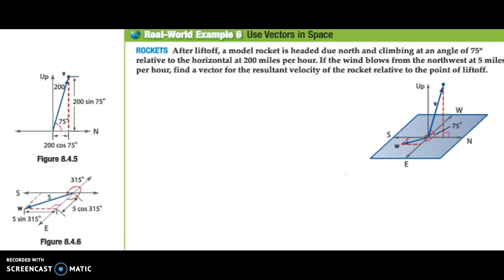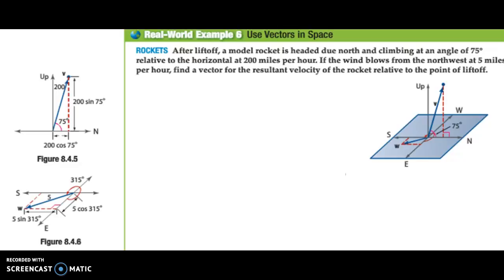So finally, we put all of this together so that we can apply this to a word problem. So it says, after liftoff, a model rocket is headed due north and climbing at an angle of 75 degrees relative to the horizon at 200 miles per hour. If the wind blows from the northwest at 5 miles per hour, find a vector for the resultant velocity of the rocket relative to the point of liftoff.